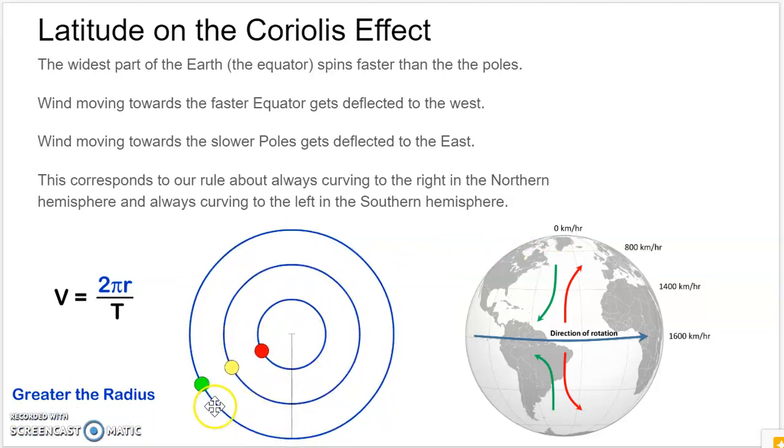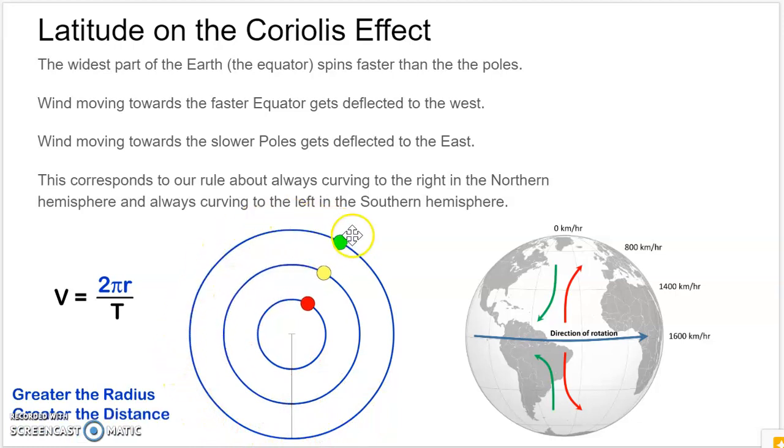Notice that these are all moving kind of at the same pace, but the red one is moving very slow. That green one is moving very fast. The green one has to move faster to keep up with the rotation. And so the further out we go, the closer to the equator we get, the faster the Earth is spinning.